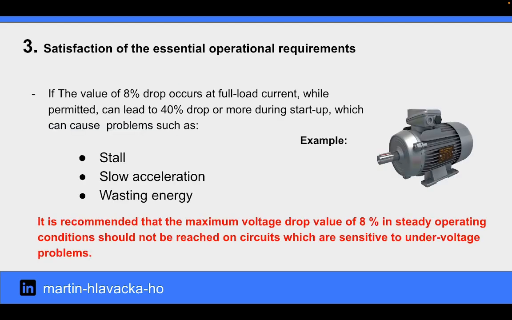But what happens if the voltage drop value is higher? The value of 8%, although allowed, can cause problems with motor loads. For example, if a voltage drop of 8% occurs at full load, then a drop of 40% or more will occur during startup. In such conditions, stalling of the motor can occur, with consequent overheating and eventual disconnection, slow acceleration so that the heavy current load continues beyond the normal starting period, possibly having undesirable low voltage effects on other equipment.